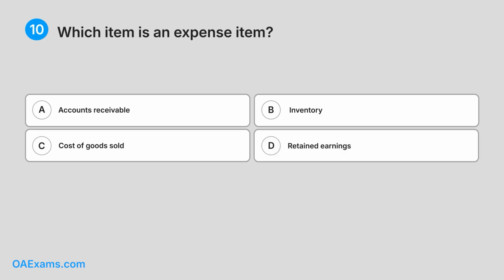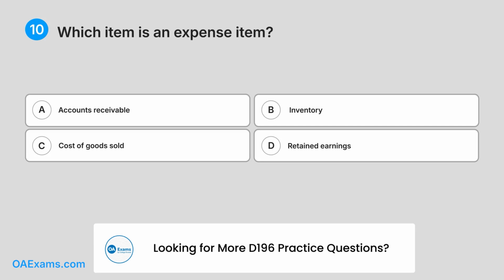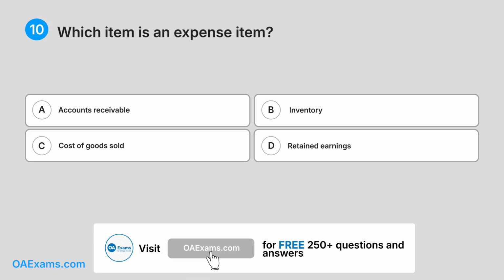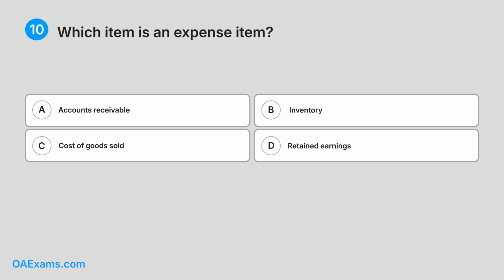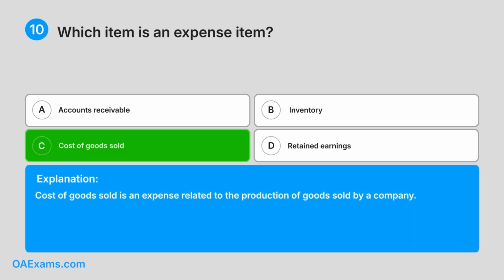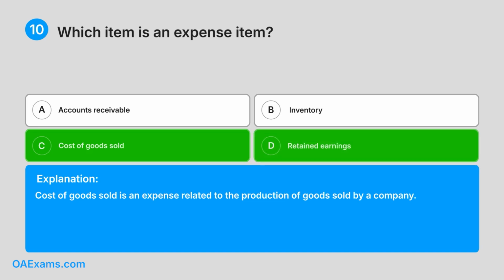10. Which item is an expense item? A. Accounts receivable. B. Inventory. C. Cost of goods sold. D. Retained earnings. Can you guess the answer? Correct answer: C. Explanation: Cost of goods sold is an expense related to the production of goods sold by a company.